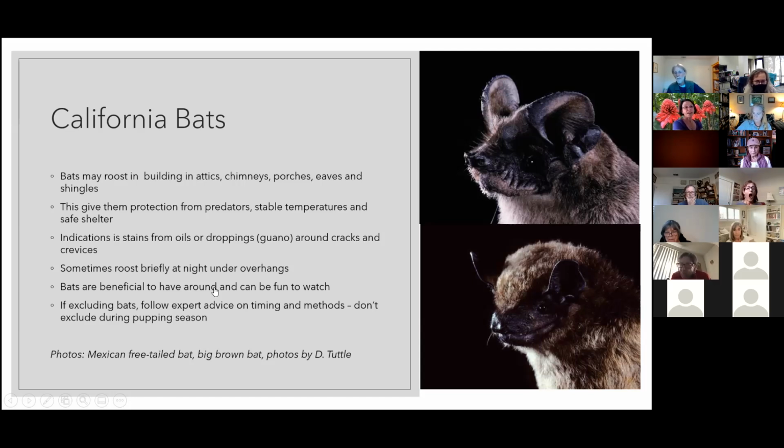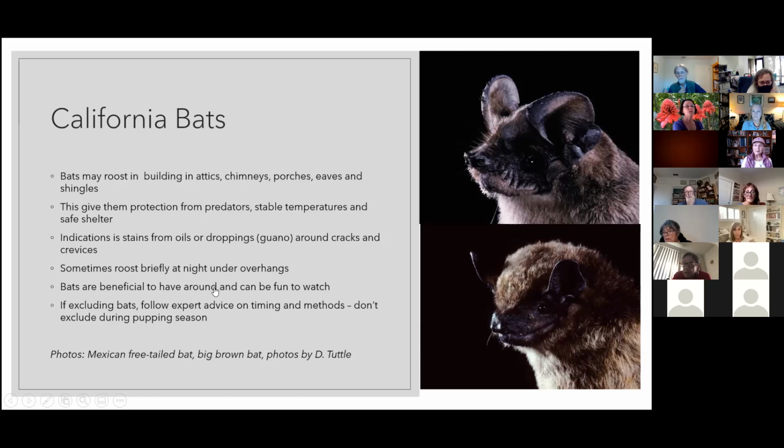If you do not like bats in your house, and I know some people are freaked out about that, but want to exclude them, then you should follow expert advice on the timing and the methods, because there's a certain season when bats have their pups, and the pups can't fly until they're a certain age.